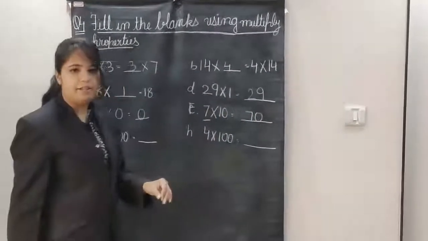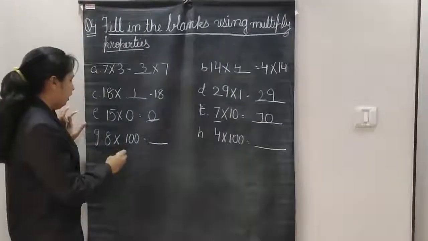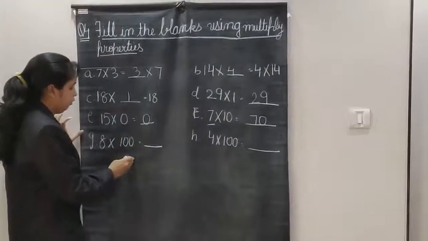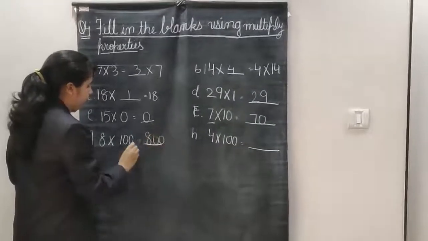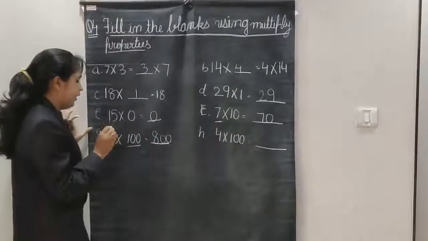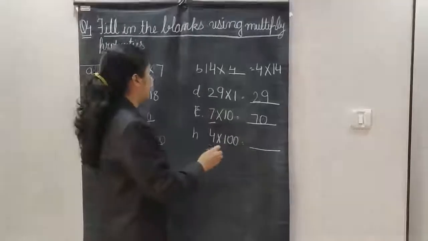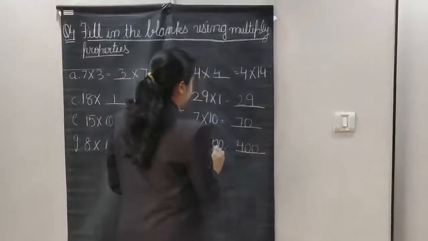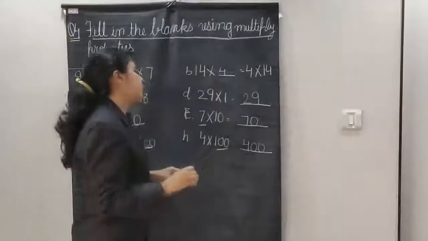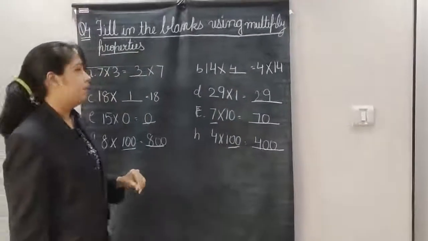7 tens are 70. Now here there are 2 zeros. 8 and 2 zeros I will write. 8 hundreds are 800. 4 into 100, 400, right? 2 zeros are there. So I have written the 2 zeros, right?